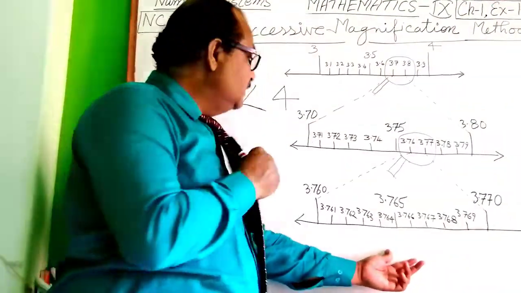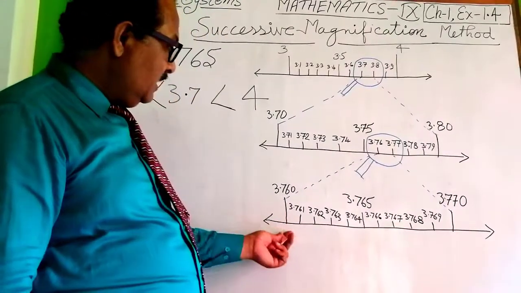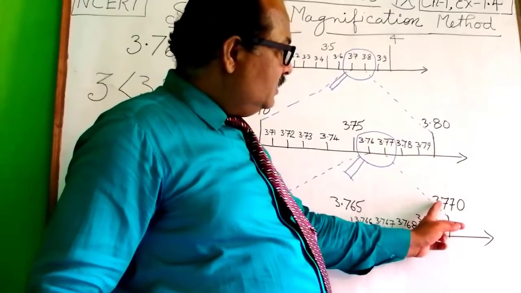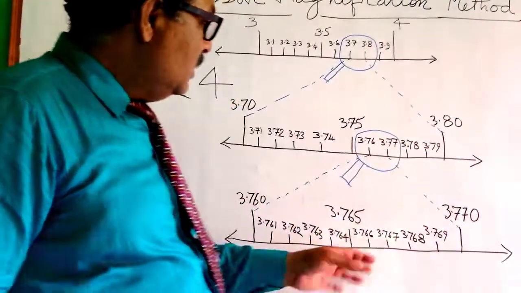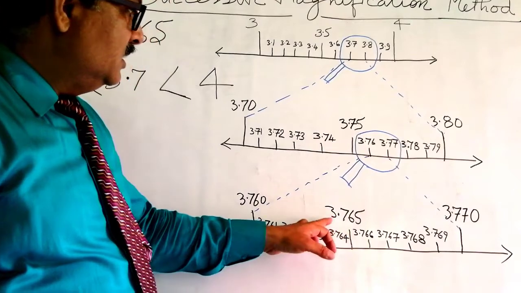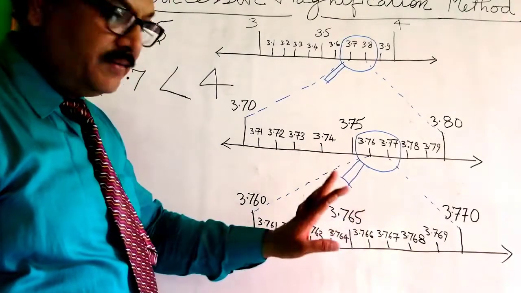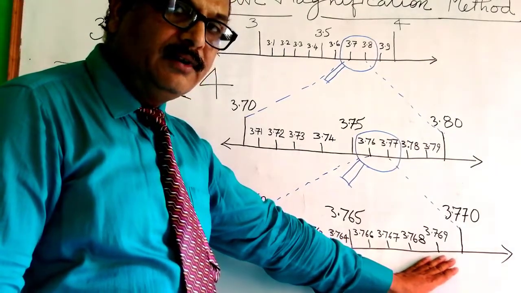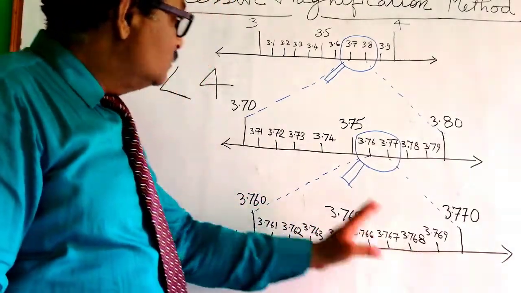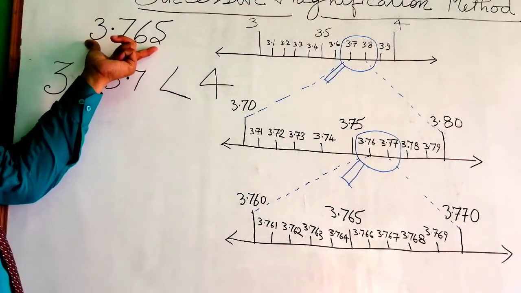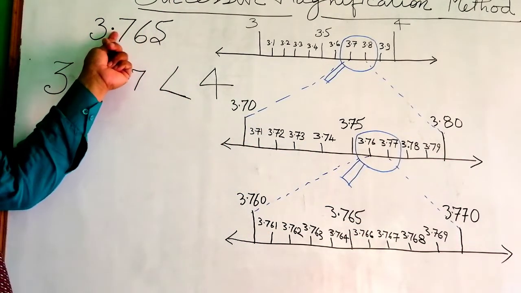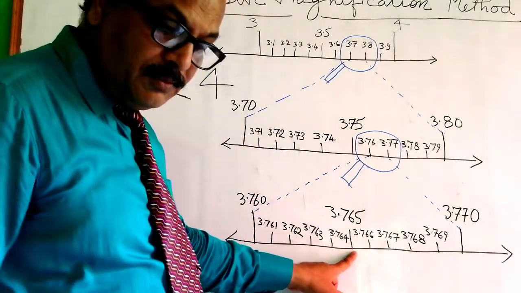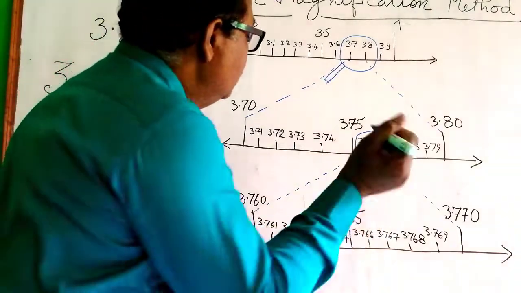So here you can see one end 3.760, another end 3.770, and the middle one will be 3.765. And I further located all the points here one by one, successively. So we want to locate the position of this point. It is after the third place of decimal. So just you can see here, this point is representing it.